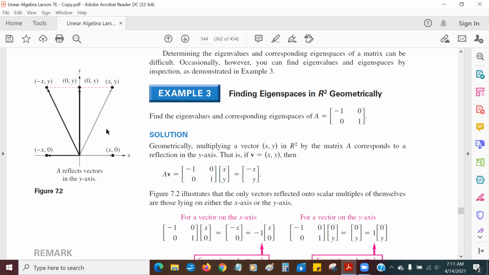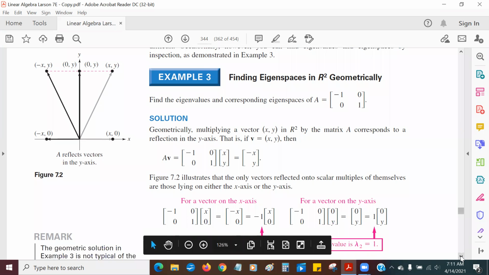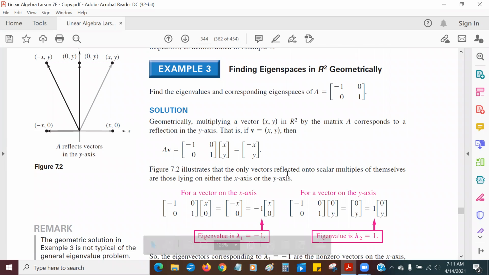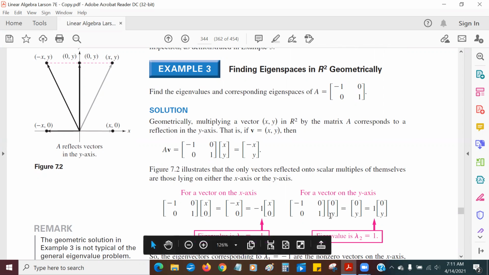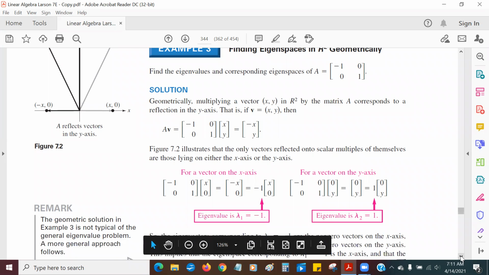But I'm not looking at the entire plane. I'm just looking at these two lines. So I know logically that the y-axis is a separate subspace and the x-axis is separate. But how do I say that numerically? Well, let's take a look. The y-axis corresponds to the lambda which equals 1, and the x-axis corresponds to the lambda that equals -1. So really, the x-axis is one lambda and the y-axis is a different lambda.